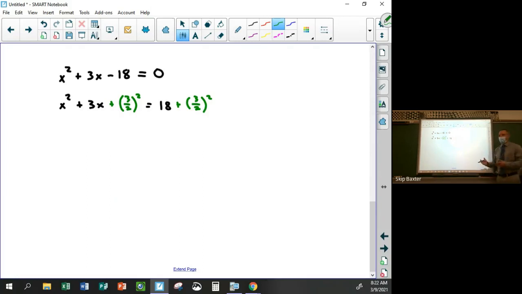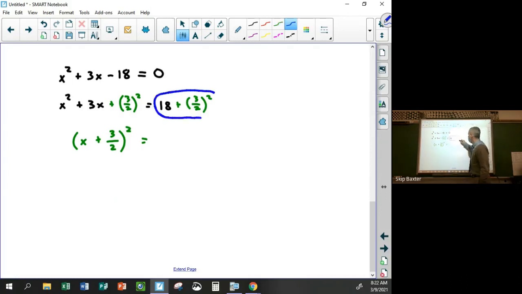Again, you can use your calculator. You can do 1.5 squared and just use your calculator the whole way. I think that's more work, but you do you. And then on the left, you get x plus 3 halves squared equals, on the right here, same deal as before. This is really 9/4. So I need fourths, right? So if I take 18 times 4, I get 72. This is 72 fourths plus 9/4, which is 81 fourths.